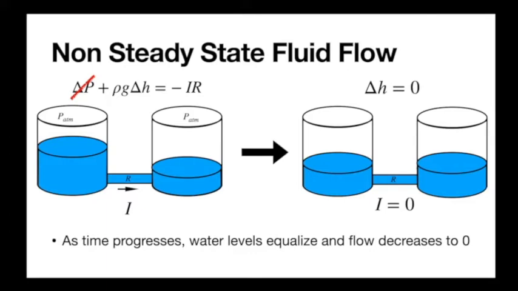We could also work in the opposite direction, saying at what height does the current get to 0? What height difference between the two? When will this system stop evolving? Well, if I plug in I equals 0, the only way that can be true is if delta H equals 0. So in this case, it's pretty intuitive. We just know what's going to happen.